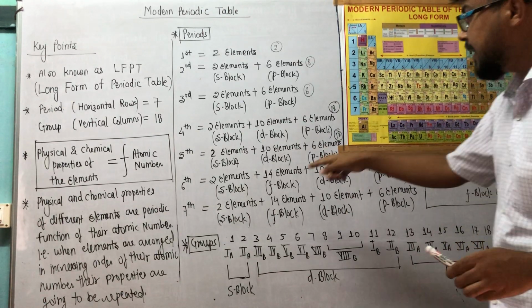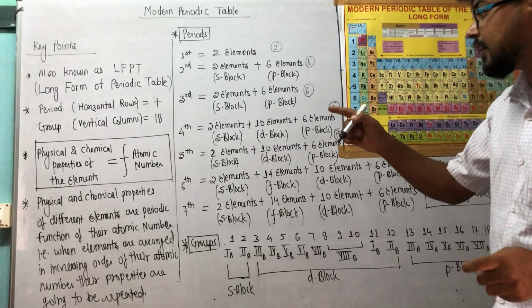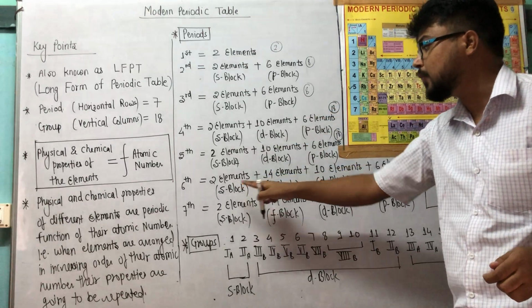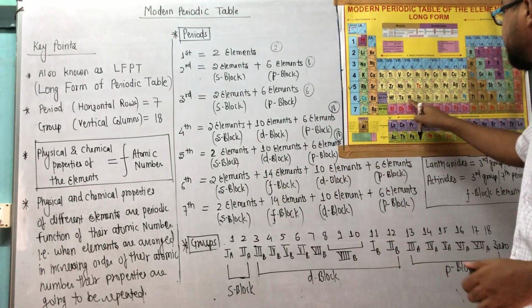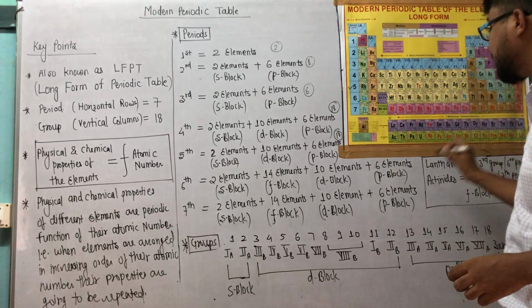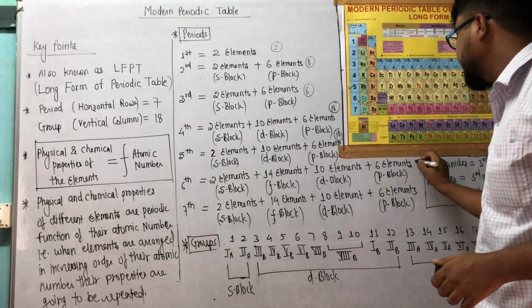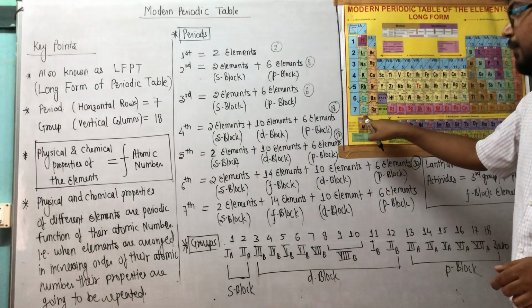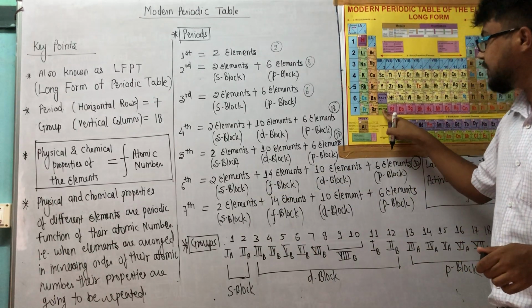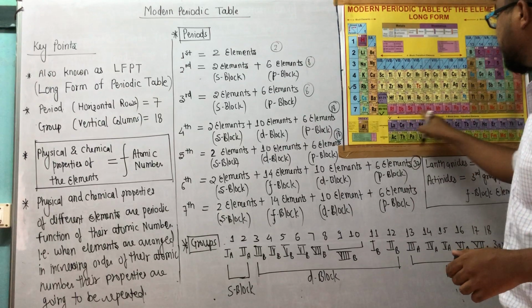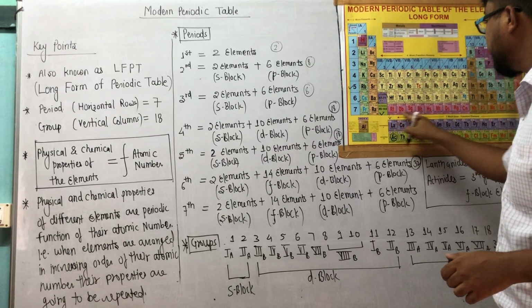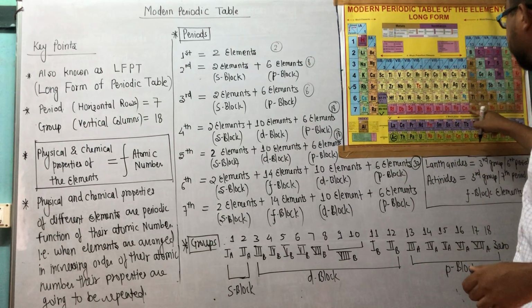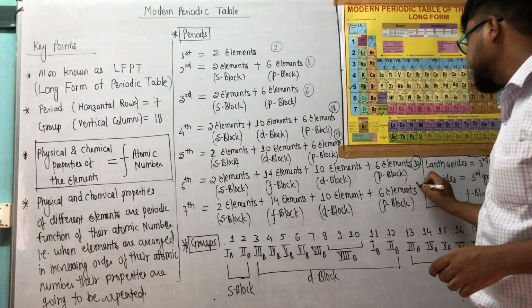And similarly in the sixth period there are a total of 2, 14, 10 elements from D block and 6 elements from P block. The answer is how much? It is 32. And similarly for the 7th, 2 from S, 14 from F, 10 from D including this, and 6 from P. Again it is 32.